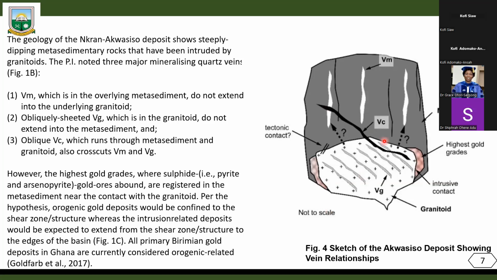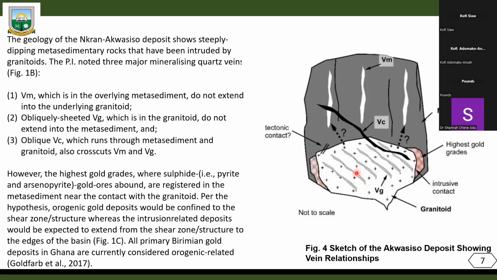So within the deposit, there are three major vein types that could be identified: the VM, which I call the veins in the meta-sediments, then the VG, which I call the veins within the granitoids, then the VC, which is the vein that cuts through both the VM and the VG. Both VM and VG do not cross each other.